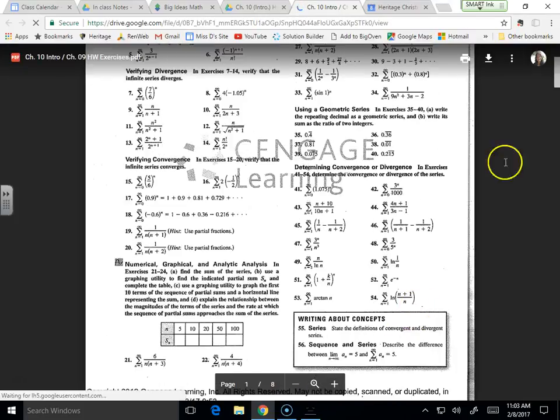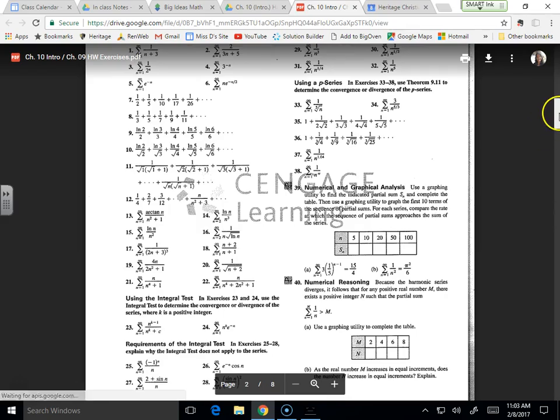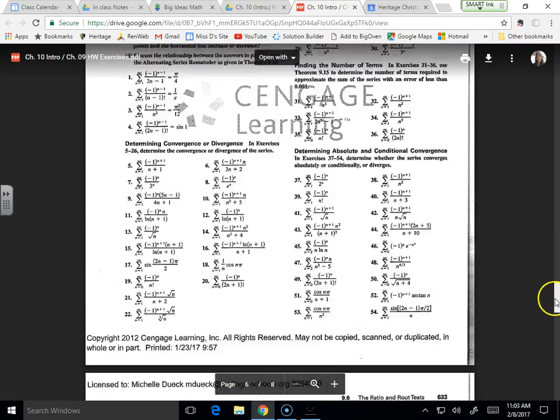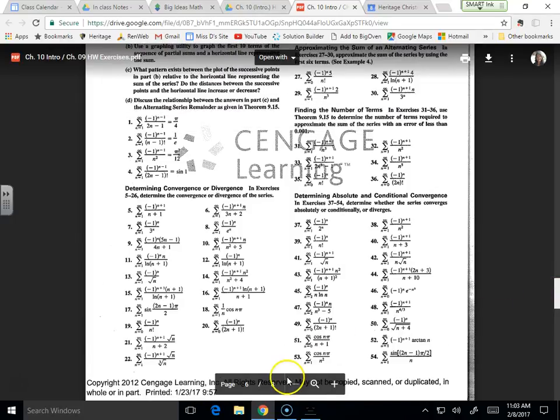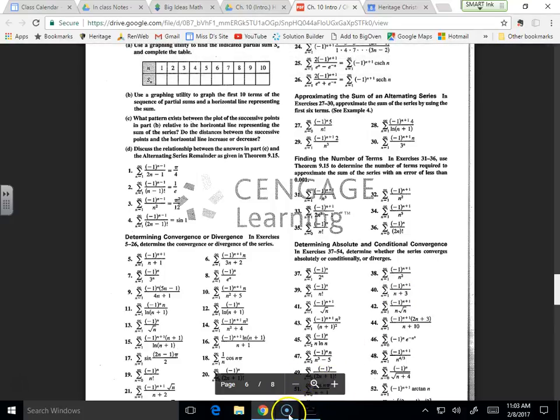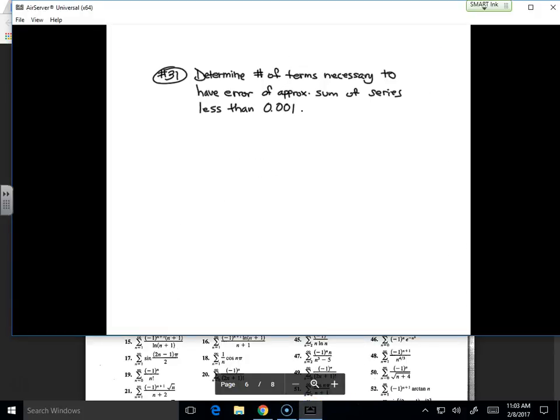Hopefully that's just it. Are you just looking for what the instructions say? I'm looking for the problem too. Oh, I have it. Okay, what's going on? Is it 37? No, 31. Oh, perfect. Okay, so I have the directions already. Determine the number of terms necessary to have the error of approximation be less than... But what's my series, Amanda? It's the sum from n equals 1 to infinity of negative 1 to the n plus 1 over n.